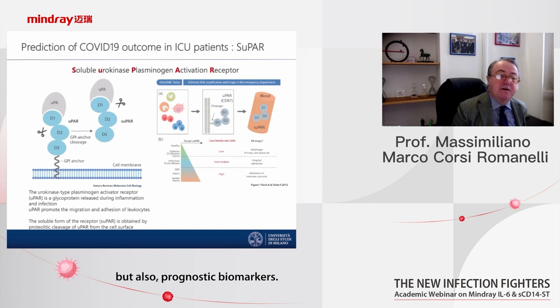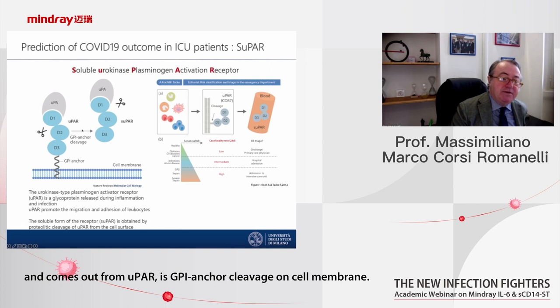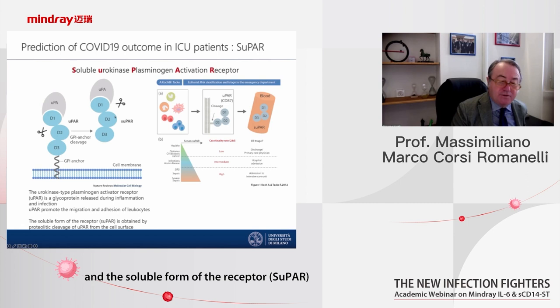The other one is suPAR. For us, suPAR is not a new biomarker, because we studied and published on suPAR some time ago. It is the acronym of soluble urokinase plasminogen activator receptor, and it comes from uPAR, which has a GPI anchor that is cleaved on the cell membrane. This is from Nature Reviews Molecular Cell Biology. It's the urokinase type plasminogen activator receptor. uPAR is a glycoprotein released during inflammation and infection, and uPAR promotes the migration and adhesion of leukocytes. And the soluble form, suPAR, is obtained by proteolytic cleavage of uPAR from the cell surface.